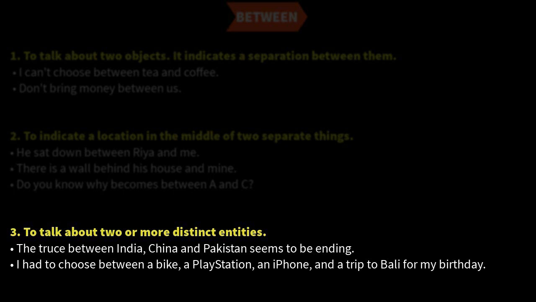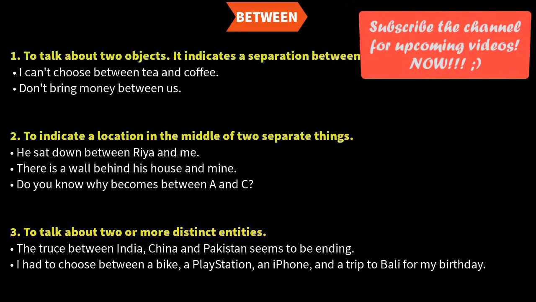Let's look at these examples. The truce between India, China and Pakistan seems to be ending. The truce, a document of peace between India, China and Pakistan, all different, separate countries, seems to be ending. I had to choose between a bike, a PlayStation, an iPhone and a trip to Bali for my birthday. So here we have 4 items. It does not matter guys, as long as the items or entities are distinct, just go ahead, use between.